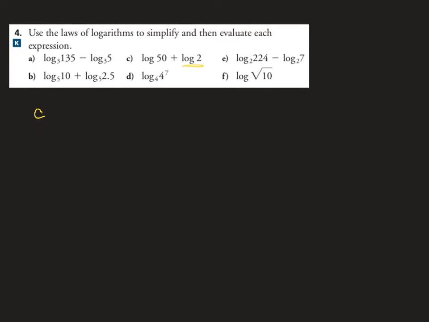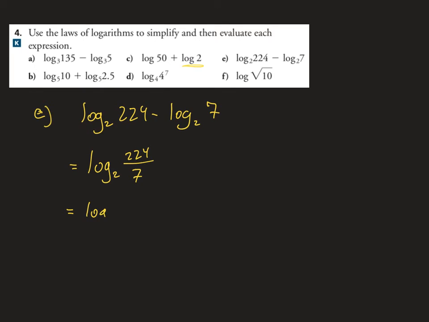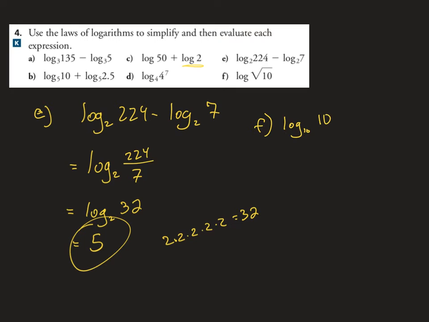Part E. Log base 2 of 224 minus log base 2 of 7 equals log base 2 of 224 divided by 7. All right, so 70, 140, 210, so this is going to be the log base 2 of 32, and that just equals 5, because 2 times 2 times 2 times 2 times 2 equals 32. So it's 5.